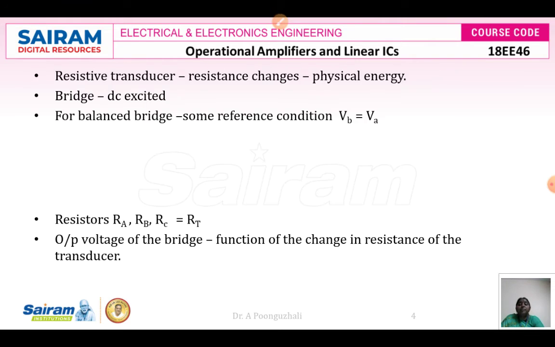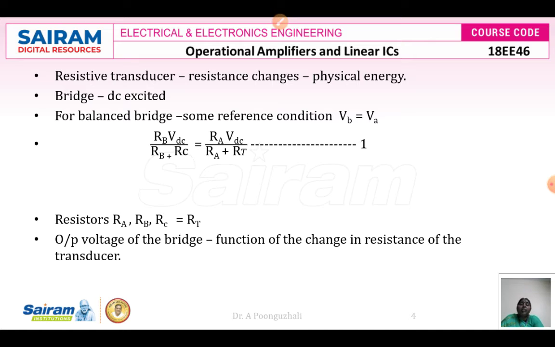So next we are going to use a resistive transducer, and this resistive transducer is going to produce the resistance changes, which is going by the physical energy that we apply to the resistive transducer. You are going to have resistance changes, and we have seen that in this circuit a bridge is going to be excited by a DC voltage VDC there. Here your bridge can be excited even with an AC voltage also. For simplicity we have taken a DC voltage there. For a balanced bridge we have assumed that VB is equivalent to VA. The arms of the bridge we have taken VB is equivalent to VA.